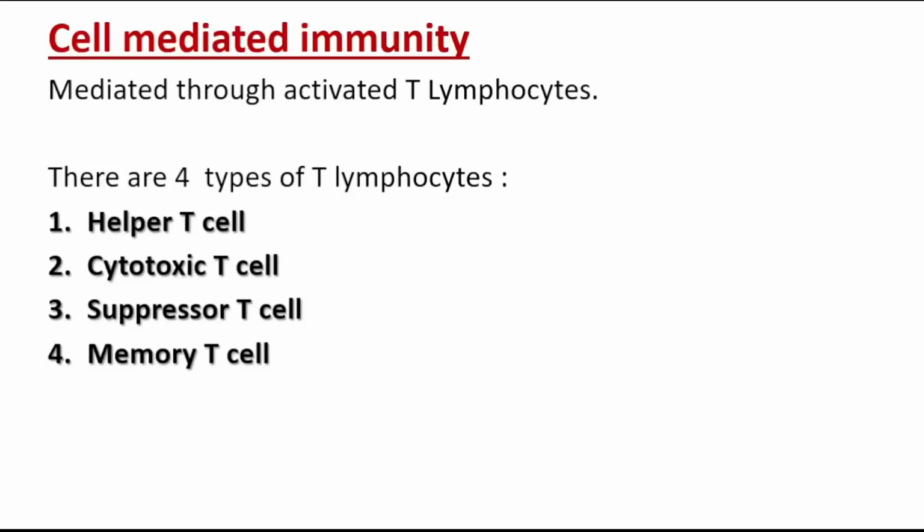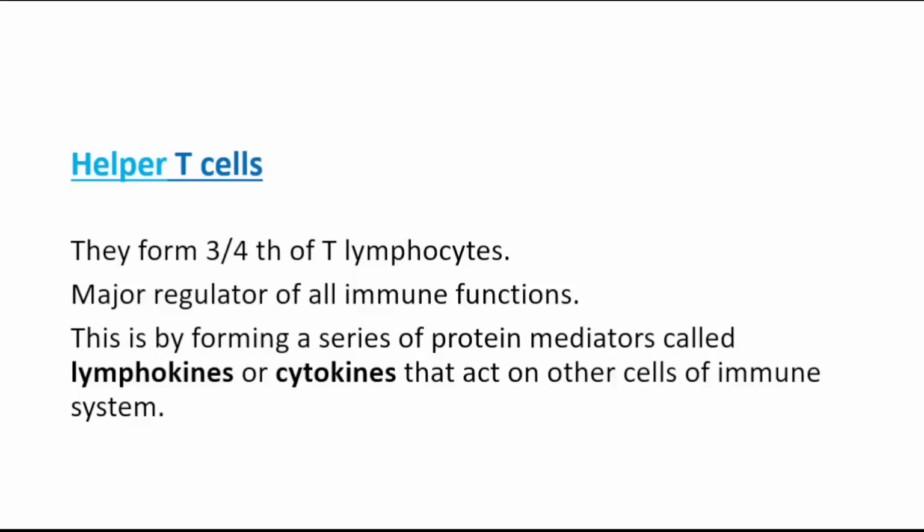There are basically 4 types of T lymphocytes in your body, that is helper T cell, cytotoxic T cell, suppressor T cell, and memory T cell. Helper T cells form 3/4 of the T lymphocytes. So the majority of T lymphocytes are helper T cell. They are the major regulator of all immune functions.